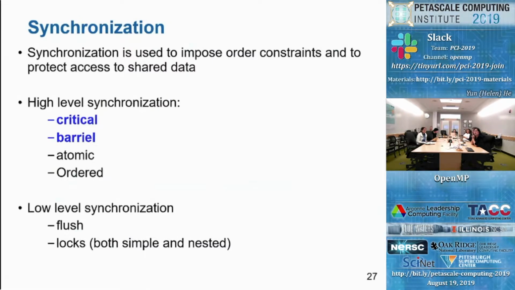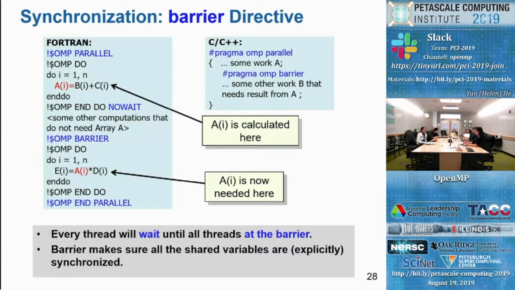Synchronization. At certain points, there are ways to do higher level synchronizations, including critical, barrier, atomic, and ordered. I'm going to talk about critical and barrier and where they are implied. Synchronization allows you to have ordered access and make sure data are consistent. Here, one is the barrier.